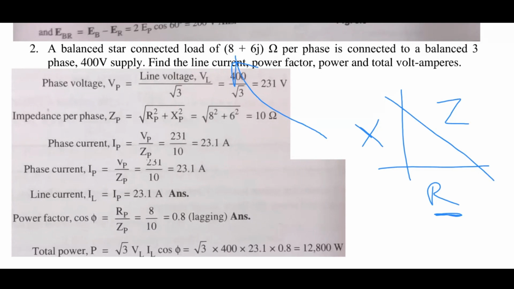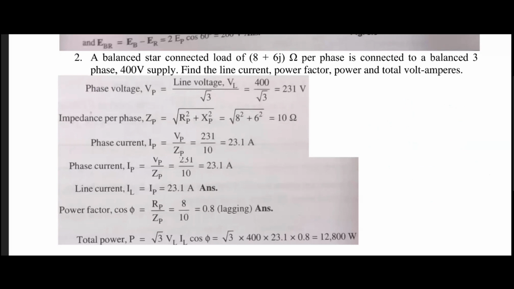So how do we reach the conclusion that it is lagging? Again, you have to note down carefully that if the reactive load is not specified, whether it is inductive or capacitive, you have to always take it as inductive, hence power factor will be lagging. Now line current is okay, power factor is okay, power and volt amperes remain.